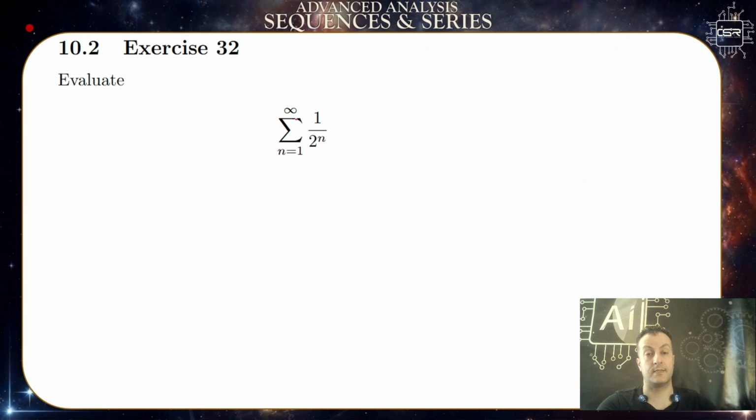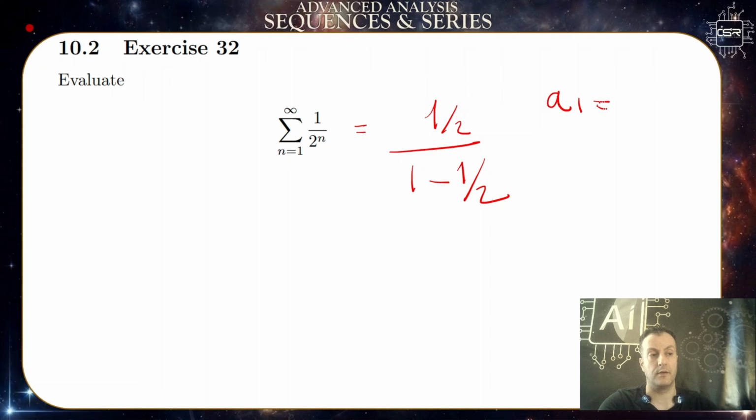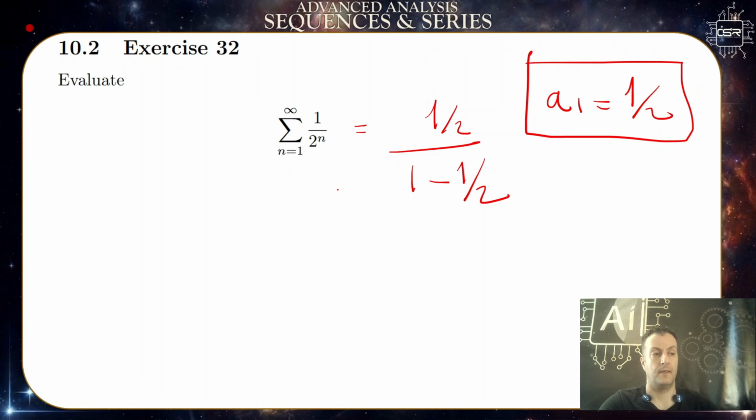Evaluate the series sum of 1 divided by 2 to the power of n from n equals 1 to infinity. This can be rewritten as 1 half divided by 1 minus 1 half, where 1 half is the first term. It is simply a1. a1 is equal to 1 half. So it's equal to 1 half divided by 1 half, equal to 1.